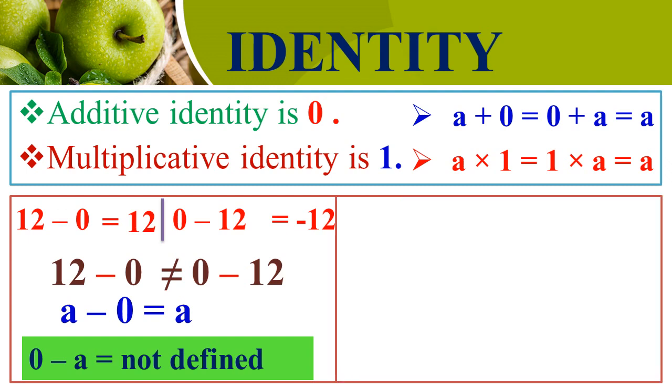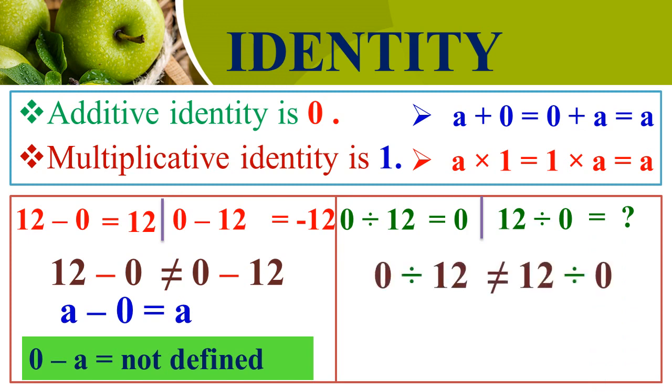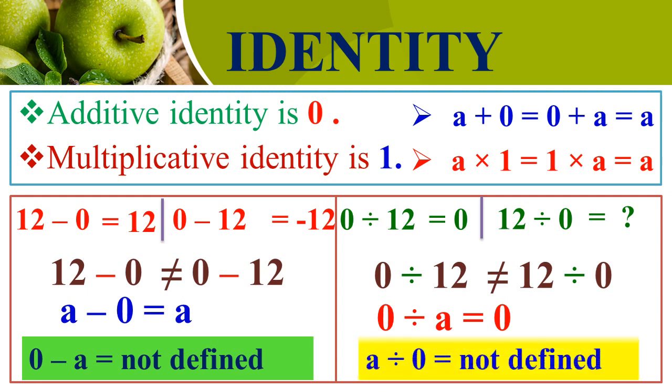Next, division. 0 divided by 12 equal to 0. Next, 12 divided by 0 is not a whole number. It's no value. Therefore, 0 divided by 12 is not equal to 12 divided by 0. Therefore, 0 divided by a equal to 0. A divided by 0 is not defined.